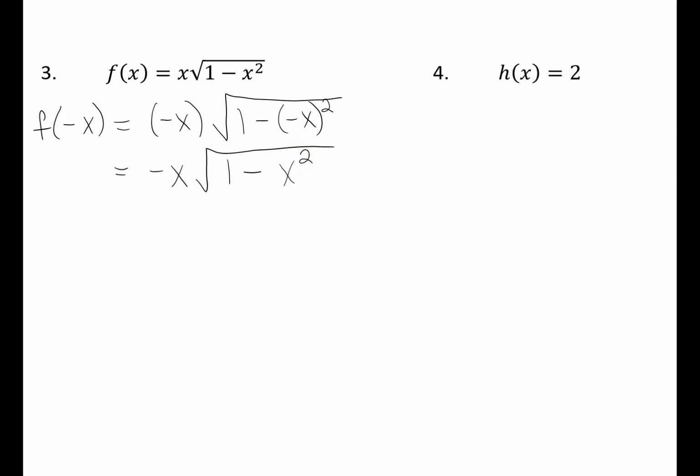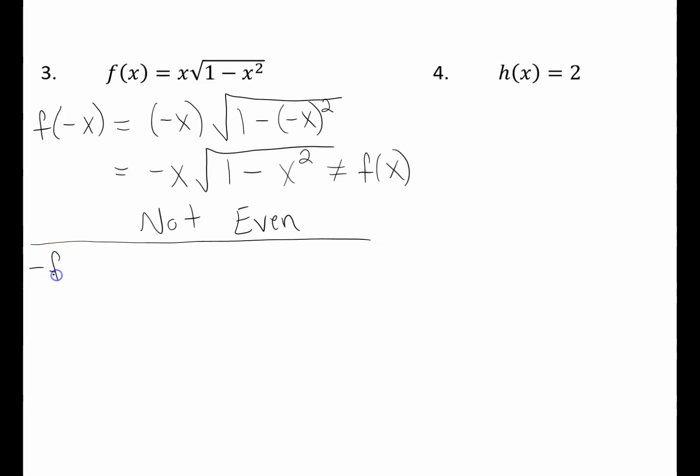Now I compare that to my original. It's the same inside the radical, but that x out front has a different sign, so this does not equal f of x, meaning it is not even. Okay. When it's not even, the next step is you put negative in front of f of x. So it's going to be a negative in front of this whole function.